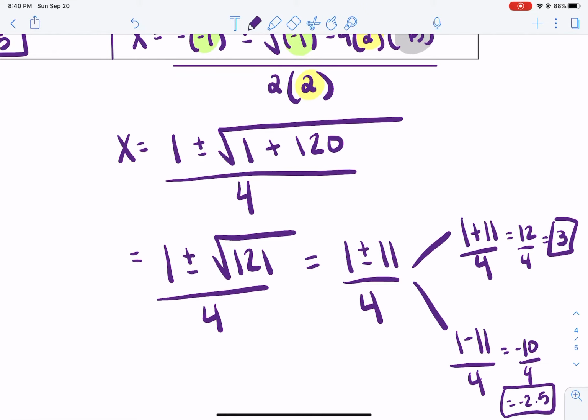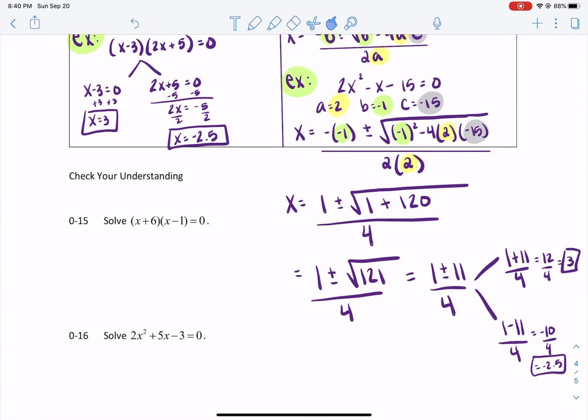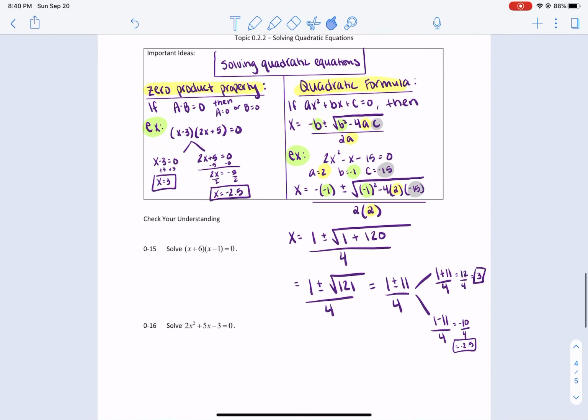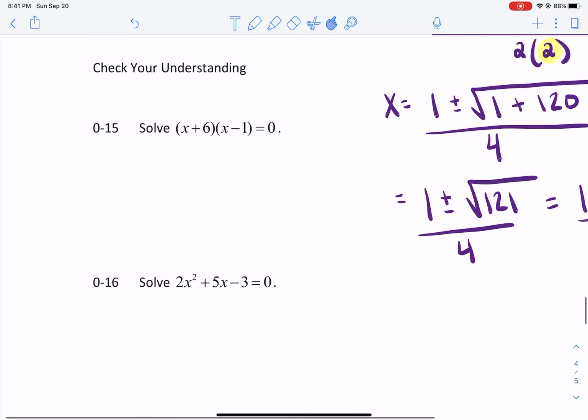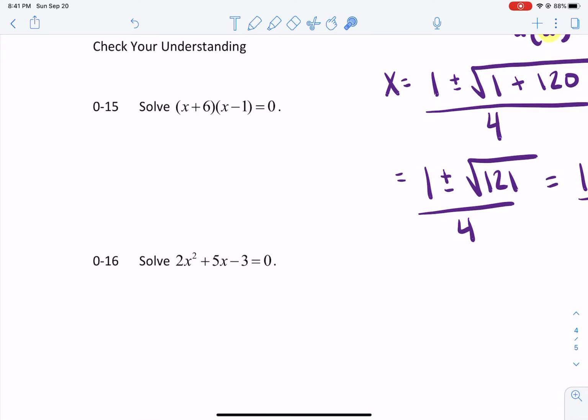All right. So again, what we learned about today was solving quadratic equations. We looked at the zero product property and the quadratic formula. So those are your big ideas for today. So to check your understanding, you're going to go ahead and solve this one. Remember what we talked about splitting it up. And then here, remember your a is 2, b is 5, and c is negative 3.